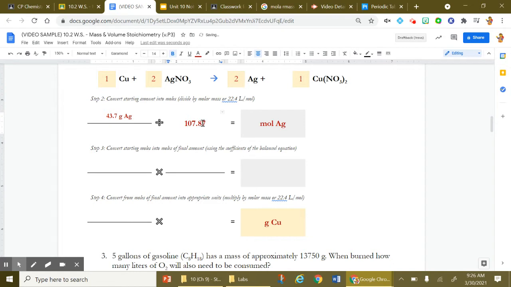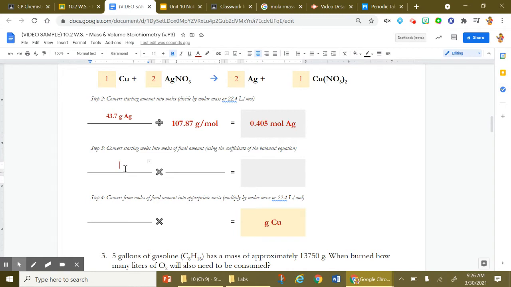So 43.7 divided by 107.87. If this is a fraction here, then 107.87 grams per mole, that'll go on the bottom. Okay, so what do we get? We get 0.405 moles of silver. All right, that's how many moles of silver this is.